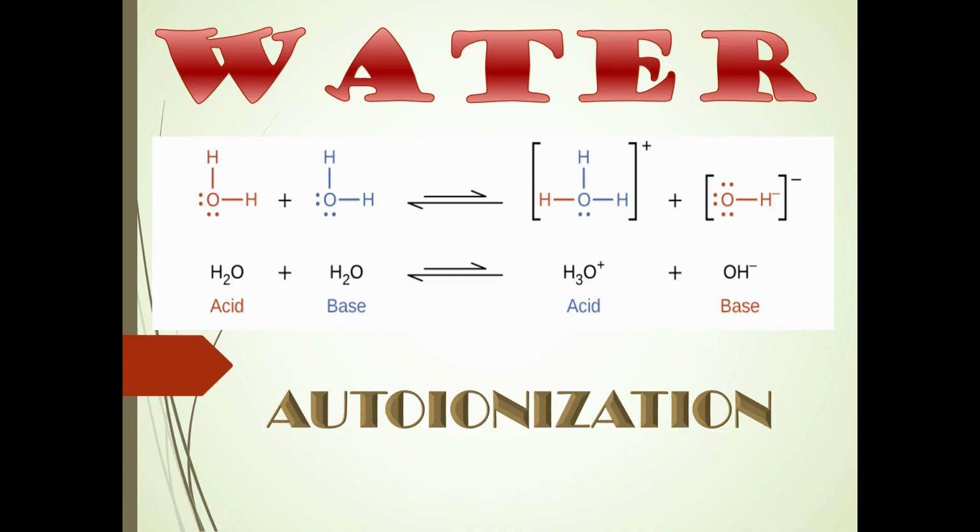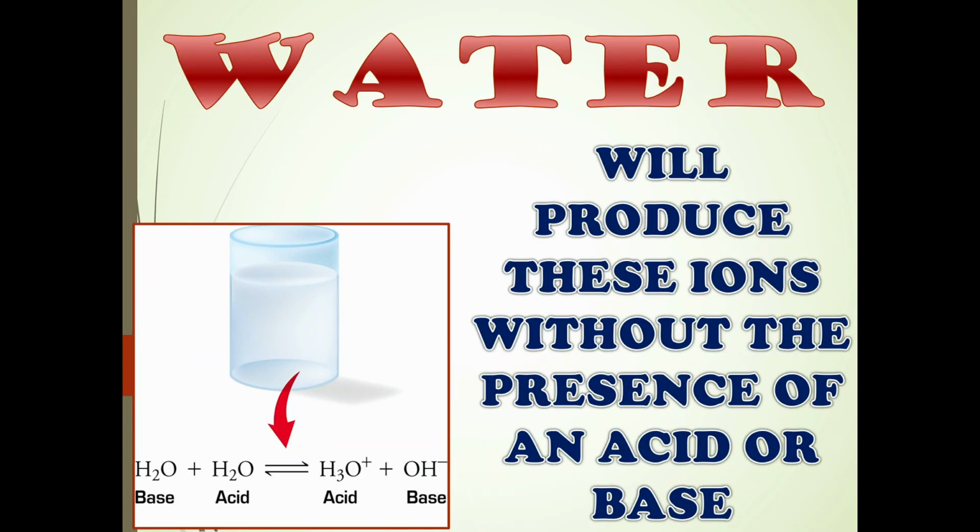So within a pure water system, I have some acid and some base. But they're exactly equal amounts because every time I make an H3O plus, I have to make an OH minus. So H3O plus and OH minus will always be present in equal amounts in pure water. So this equals that. So even without the presence of an acid or a base, I will find H3O plus and OH minus in water.